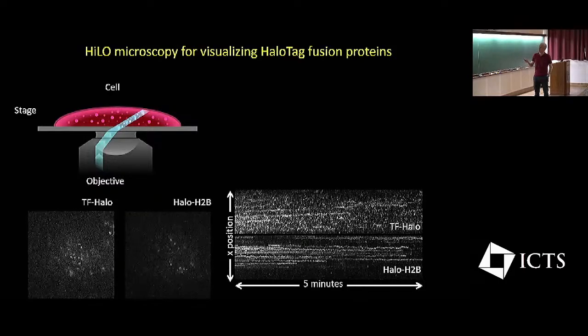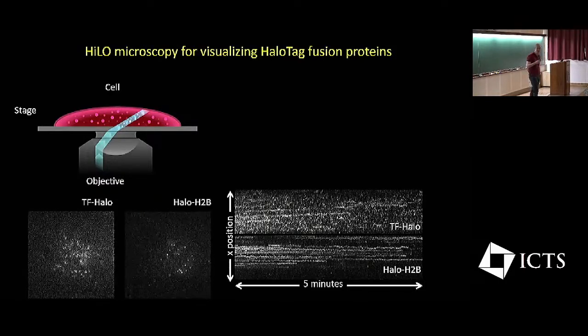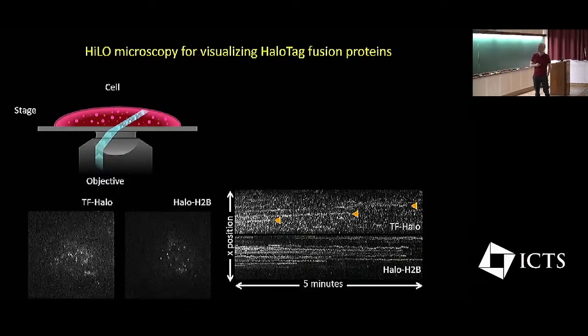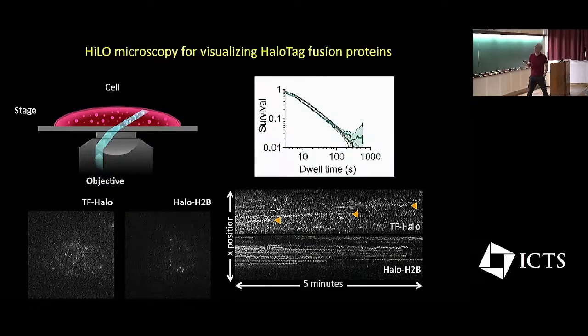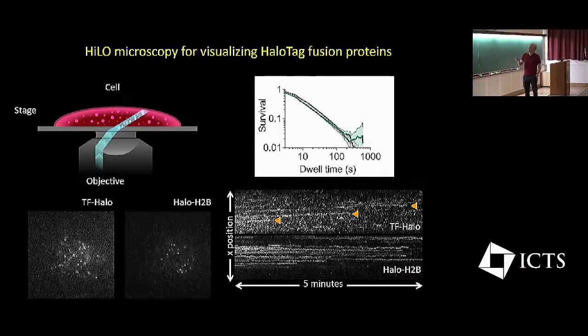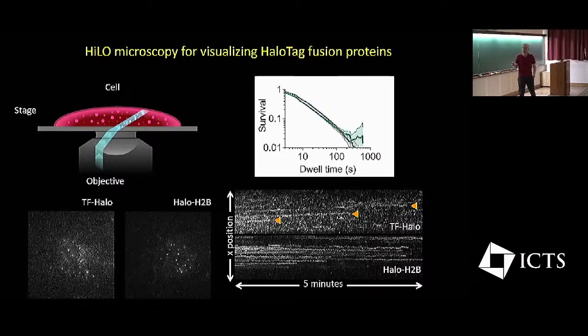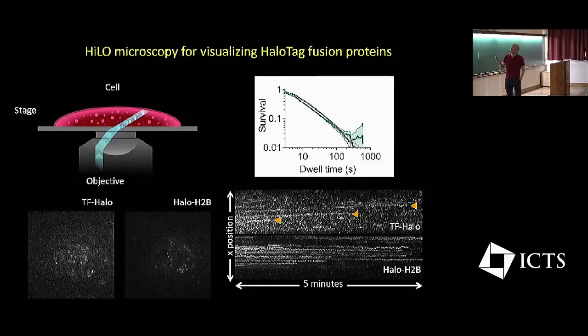Sometimes you see long events, but you also see this salt and pepper behavior, which is the dwell time on chromatin. And from data that looks like this and looks like this, we generate these survival curves. So this is the probability of a certain dwell time on chromatin versus that dwell time. So this is a log-log plot. And I'm going to show you a few of these, so it's important to understand what I'm showing you.